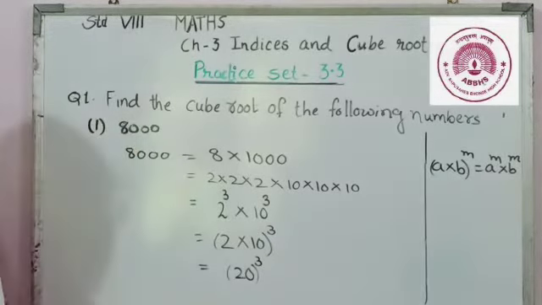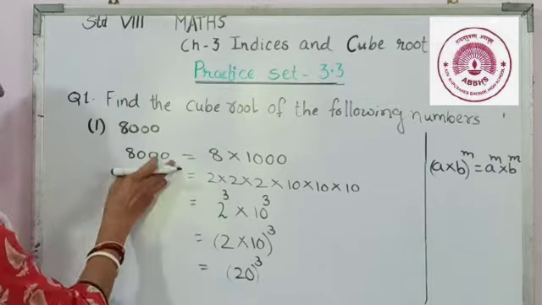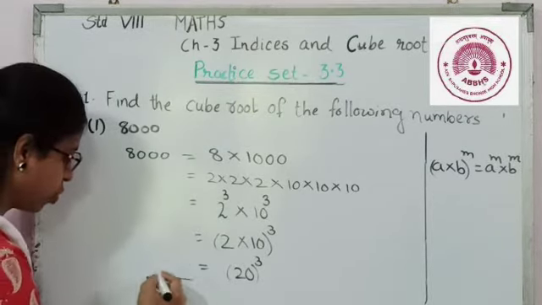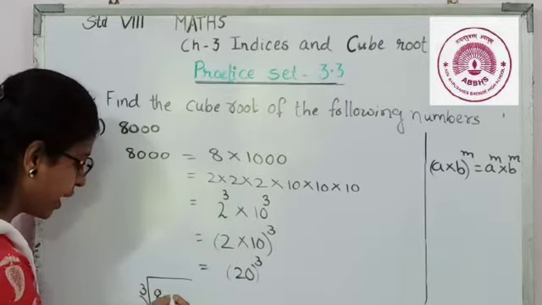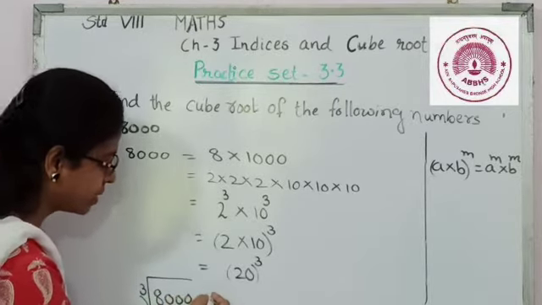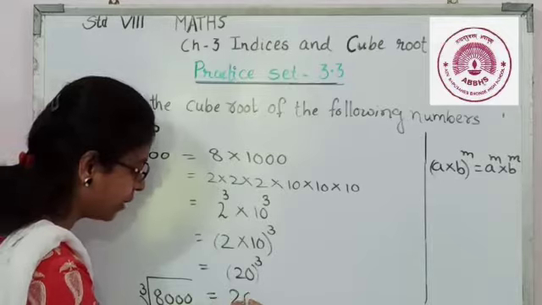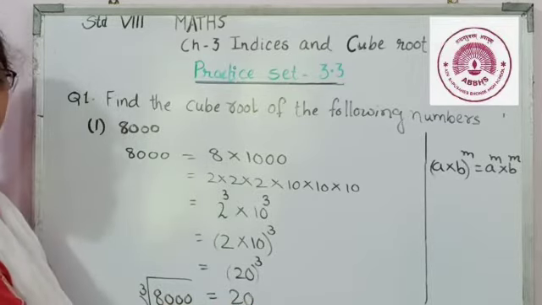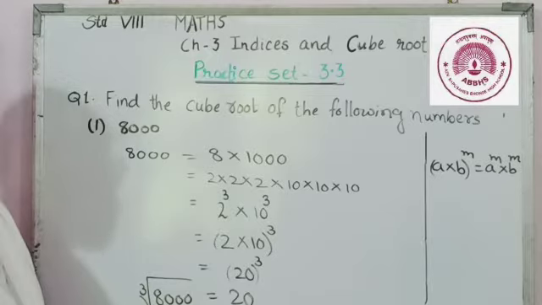Now we are finding the cube root. So let's put these values inside the cube root sign. So cube root of 8,000 is equal to 20. So this is our answer. Cube root of 8,000 is equal to 20.